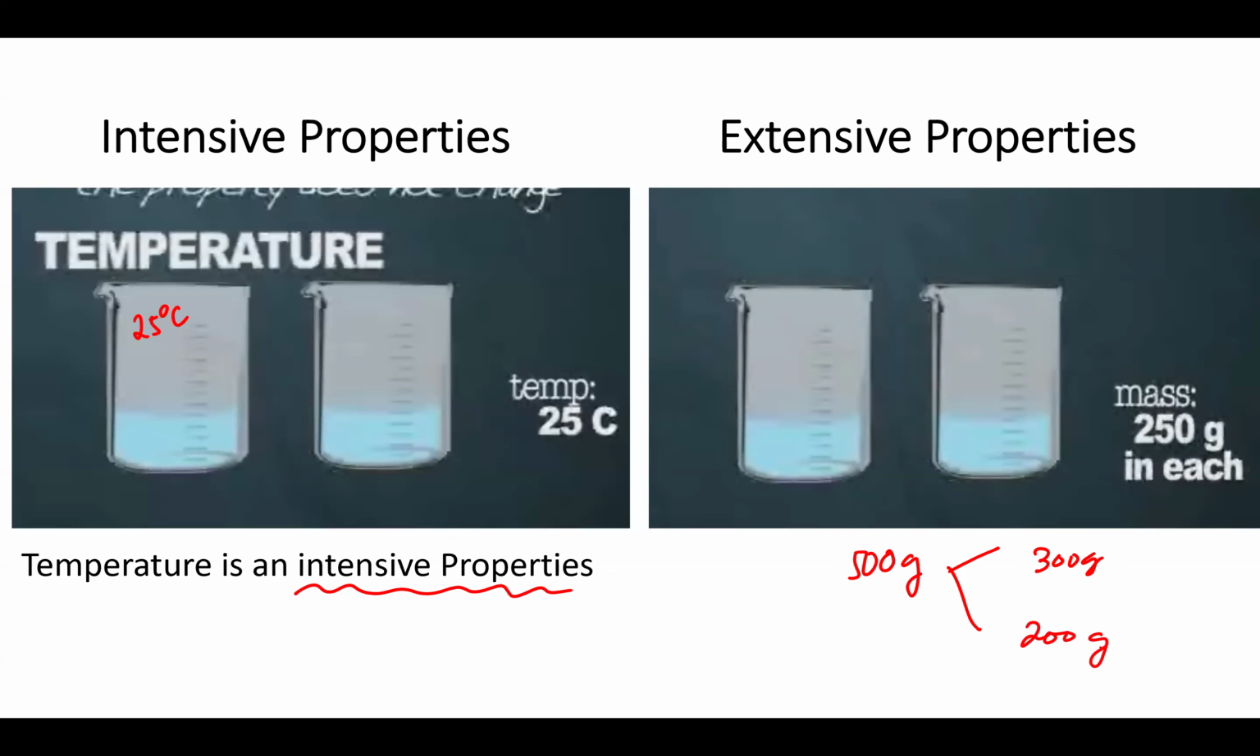Now the property changes, so the property depends on the amount. The more amount you have, the higher the mass; the less amount you have, the lower the mass. So is mass intensive or extensive? Extensive, because it depends on the amount of the substance that you have. So mass is an extensive property. Can you understand the difference between intensive and extensive properties? Cool.